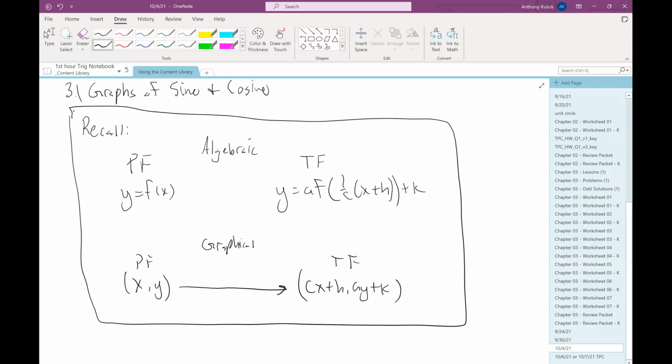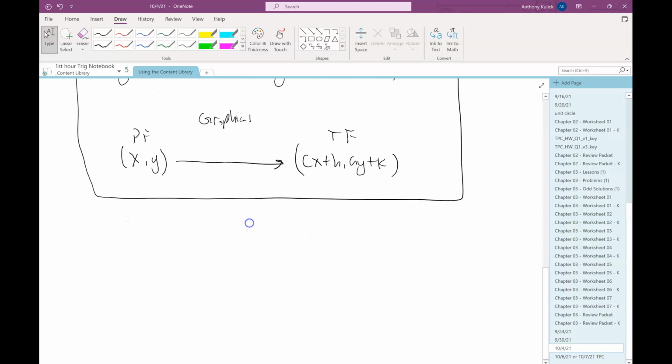So those are the two big ideas that we talked about last time. I'm just recapping them here because we'll use these today when we start talking about sine and cosine functions and how to go about graphing them. Okay?